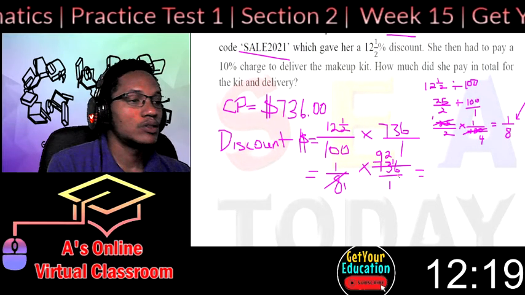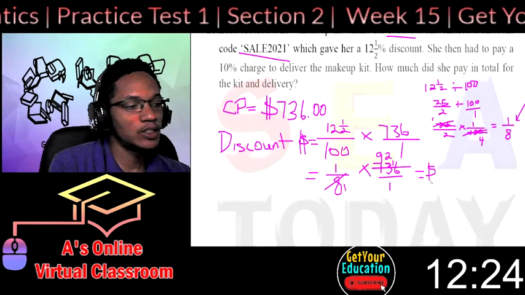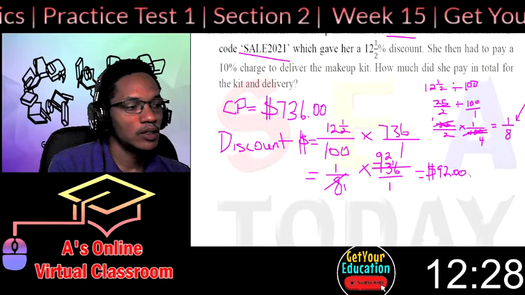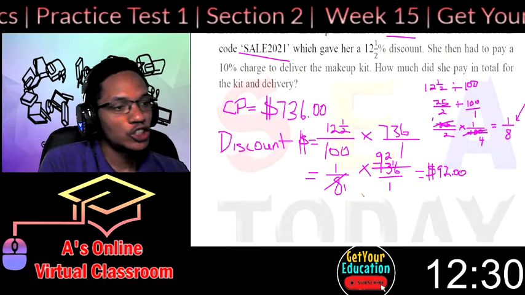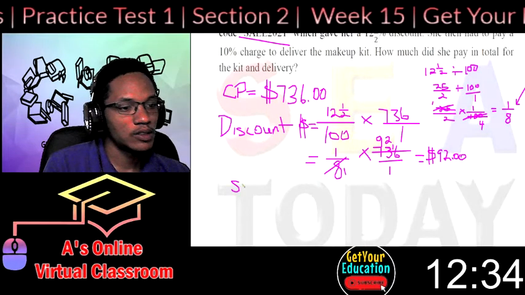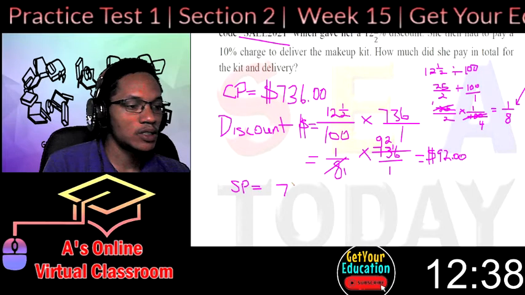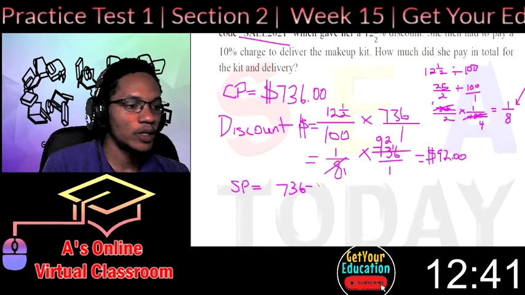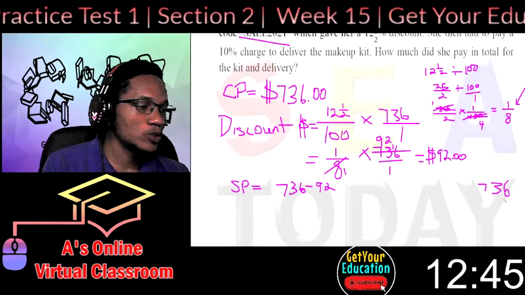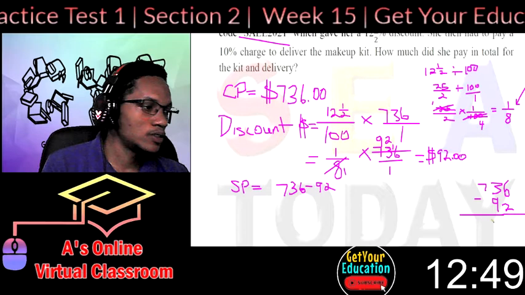So what's her name again? Laura is getting a $92 discount. Right? So the selling price would be 736, take away 92. She almost got a whole $100 off. It's a good deal, man.